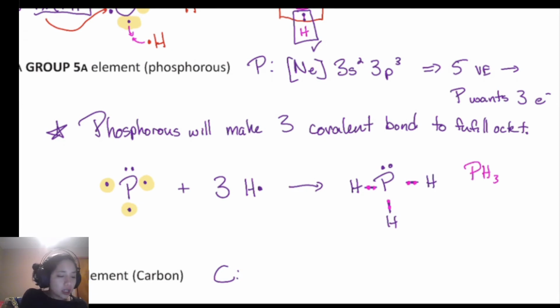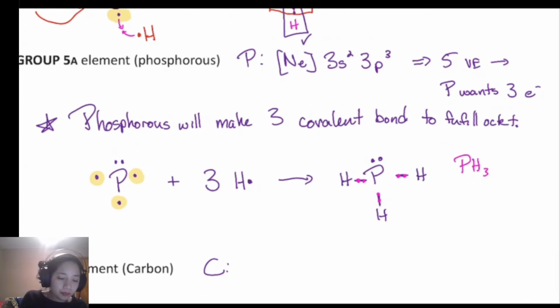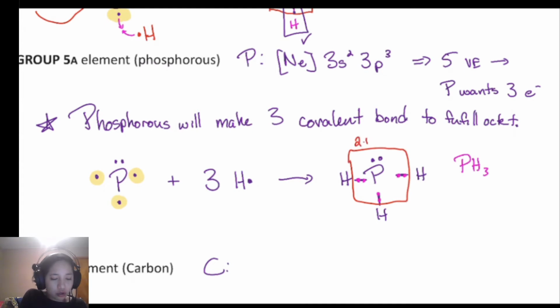All right, and so we can also look at the octet rule. Does phosphorus obey the octet rule? Again, we want to look at all the lone pairs around phosphorus. So there are 2 electrons there, and then all of the electrons involved in bonding. That's all of these electrons. So there's 2 plus 6, so that's 8.